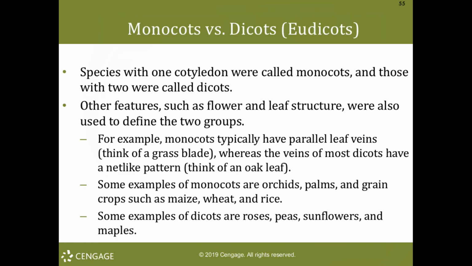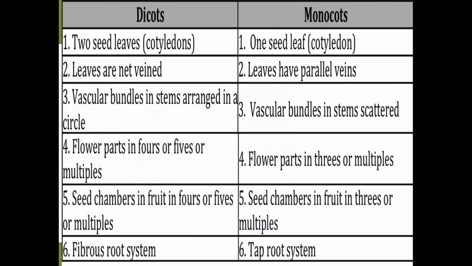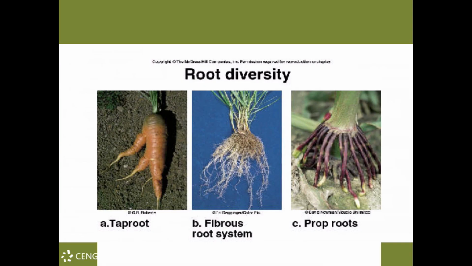I won't review monocots versus dicots in such a way. However, this is something I would say you should review. I've already done this, but what's different is root diversity. On the far left, I'm showing you in photo a taproot. In the middle, I'm showing you the fibrous root system. Notice the difference. On the right, I'm showing you prop roots. We'll do more with prop roots in the latter chapter.